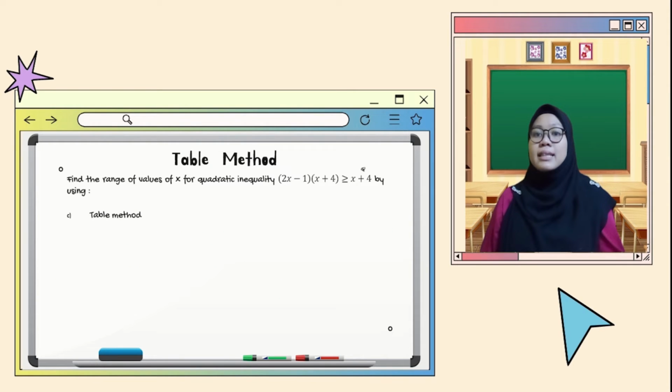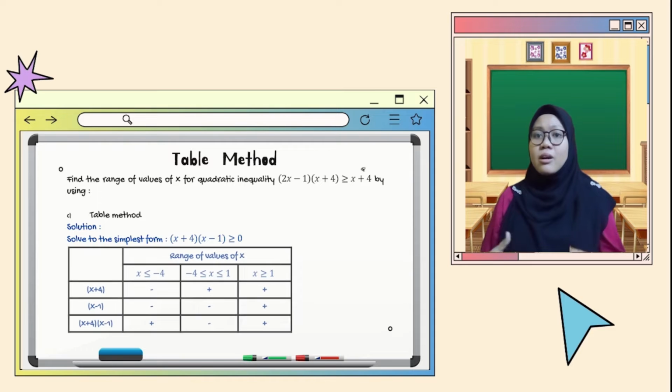Lastly, the table method. The method is more or less just like the number line method. However, in this case, instead of using a number line, we use a table. First, solve the quadratic inequalities into their simplest form, then copy the exact table as below. Complete the table by adding positive and negative signs for each factor of the quadratic inequalities. Find the values of x that will satisfy these inequalities.